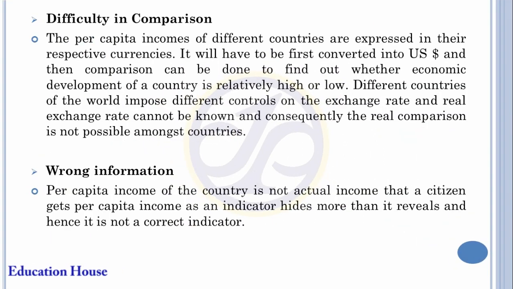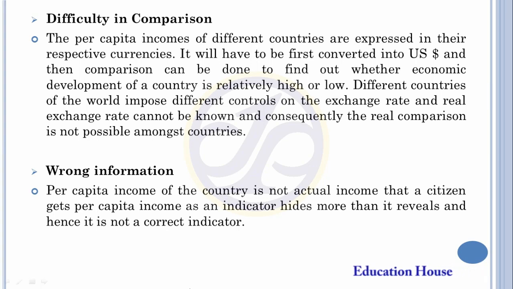Difficulty in comparison. Sometimes it is not easy to compare per capita income across the world's economies, because different economies calculate income in different manners. That's why there is difficulty in comparison. And as per the wrong information I told you, if the national income becomes wrong, then the estimates of per capita income will always be wrong. That's why per capita income is not the perfect indicator to calculate economic development.